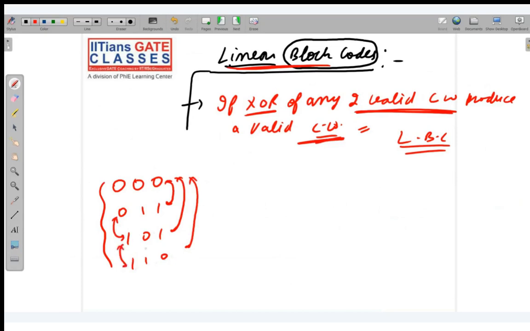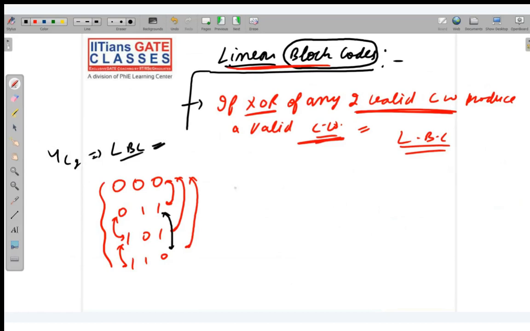This and this, 0 1 1 is a valid code word. And what we have left out, this and this. You check, 1 0 1, yes, 1 0 1 is a valid code word. So you can do XOR of any two valid code words, and you should get a valid code word only. So here we have to check the 4C2 combinations, and after checking them, we arrived at the conclusion that it is a linear block code.